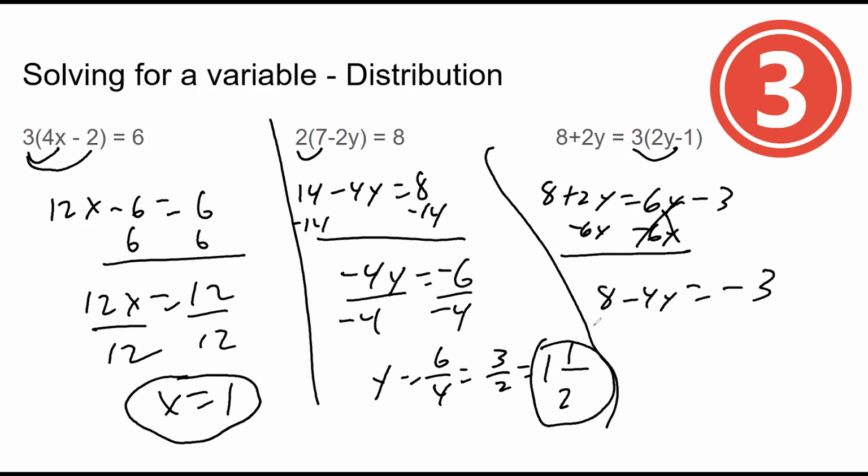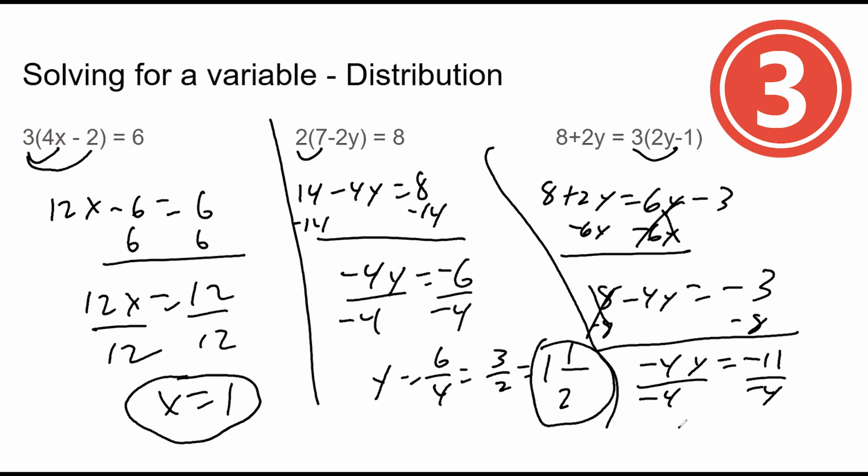All right, now I'm gonna subtract 8 from both sides to get that to 0. And I get negative 4y equals negative 3 plus a negative 8 is negative 11. Divide by negative 4, and y equals a positive 11 over 4 because two negatives go to a positive. And change that to a mixed number, and you get 2 and 3/4.